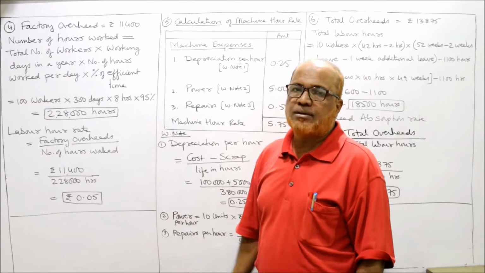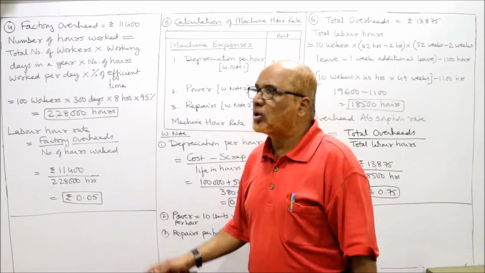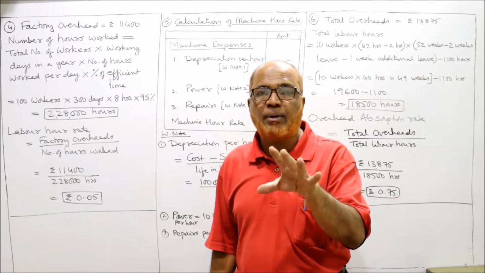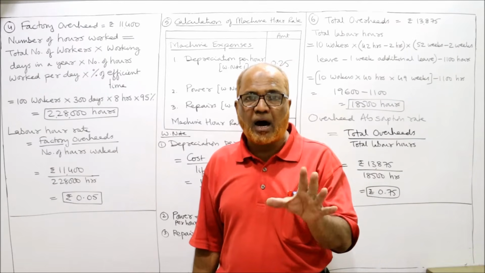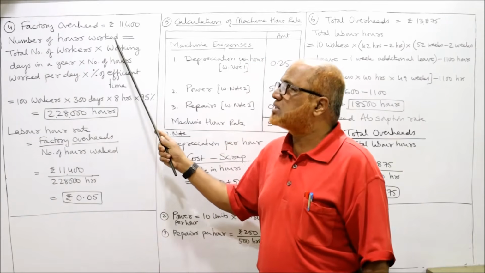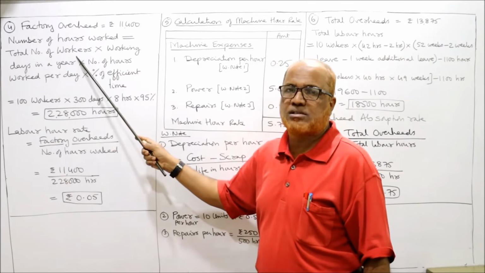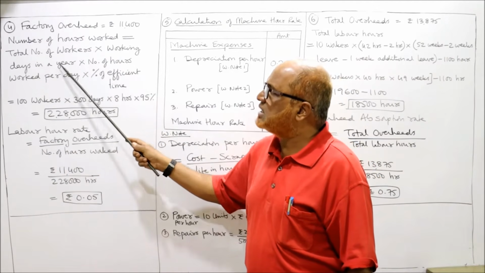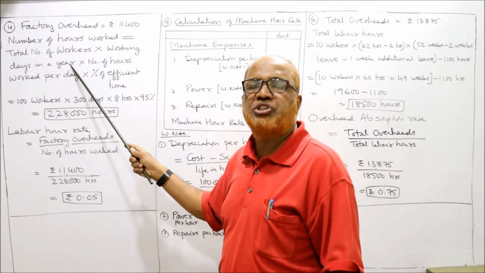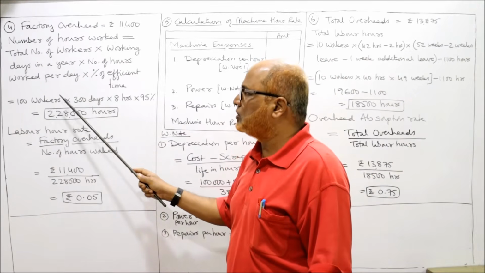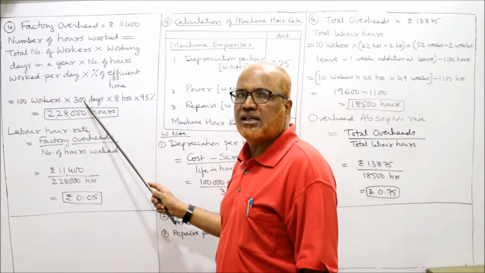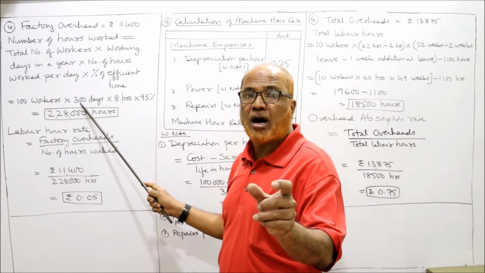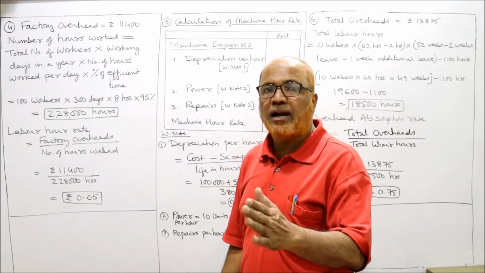Now number of hours worked. In 1 year total factory overheads are 11,400. Now we calculate in 1 year how many labor hours have been worked. So total number of hours worked is equal to total number of workers. First we take 100 workers, into number of working days in a year. Every worker has to work for 300 days in a year. So 100 workers working for 300 days. If you multiply 100 into 300, 30,000. So 30,000 labor hours, 300 into 8 hours per day.